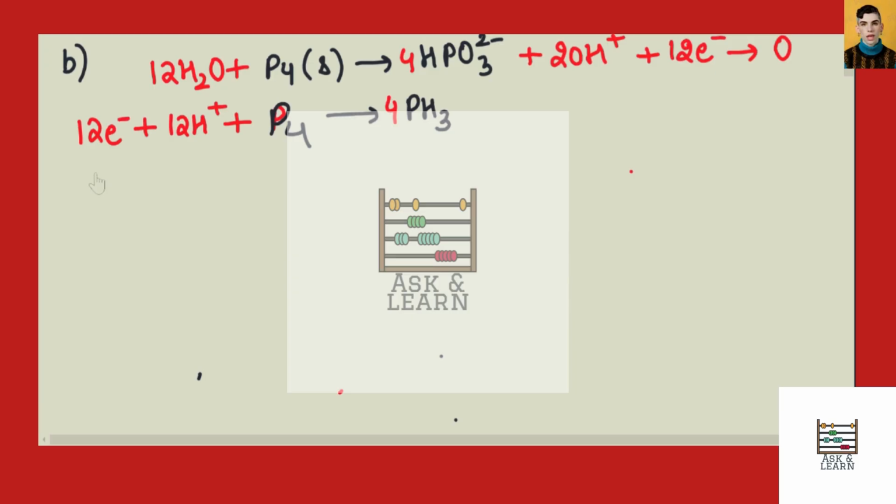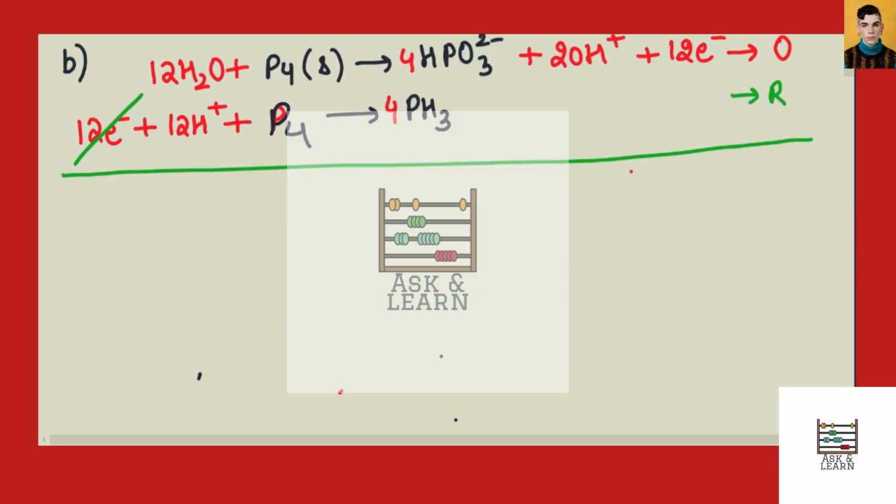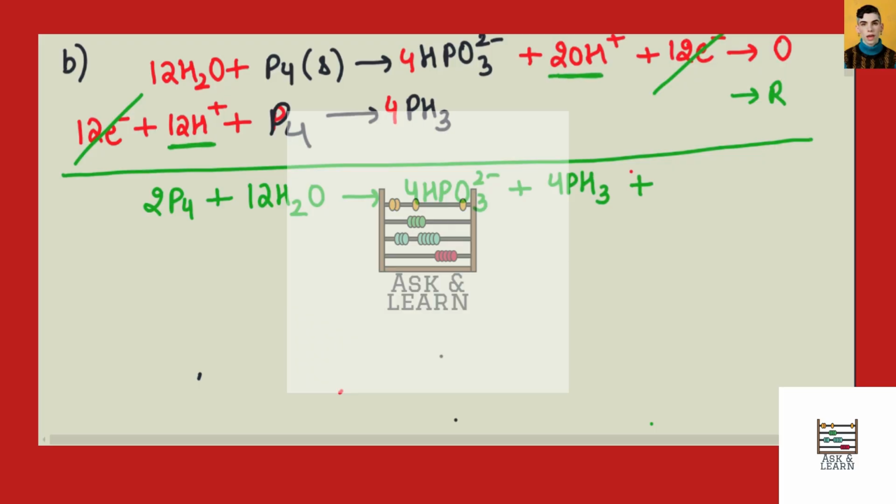Okay, so overall our electrons are balanced, so we don't have to multiply the equations with anything, and this is our reduction reaction. Okay, since we are ending up gaining electrons in the course of reaction, so we will get this cancelled, and we will have 2P4 plus 12 water molecules and 4HPO3 2- plus 4PH3 plus we will have 20H+ here, 12H+ here, so 20 minus 12 is 8, so 8H+.